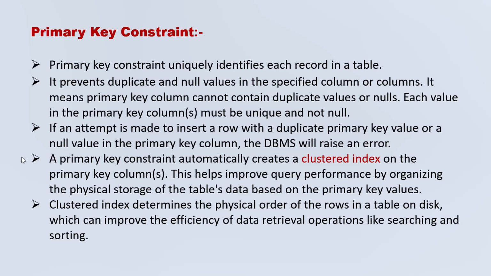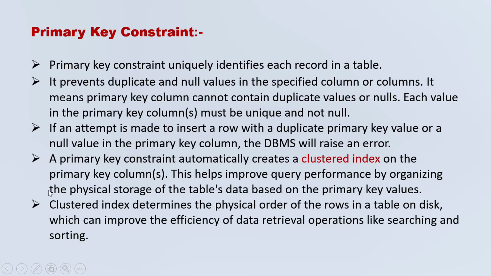Now, fourth point is a bit important. What is this? A primary key constraint automatically creates a clustered index on primary key columns. So what is cluster index? We will see. By creating cluster index, this helps improve query performance by organizing the physical storage of a table's data based on primary key values. And see, in last point we have discussed what is cluster index. Cluster index determines the physical order of rows in a table on disk, which can improve the efficiency of data retrieval operations like searching and sorting.